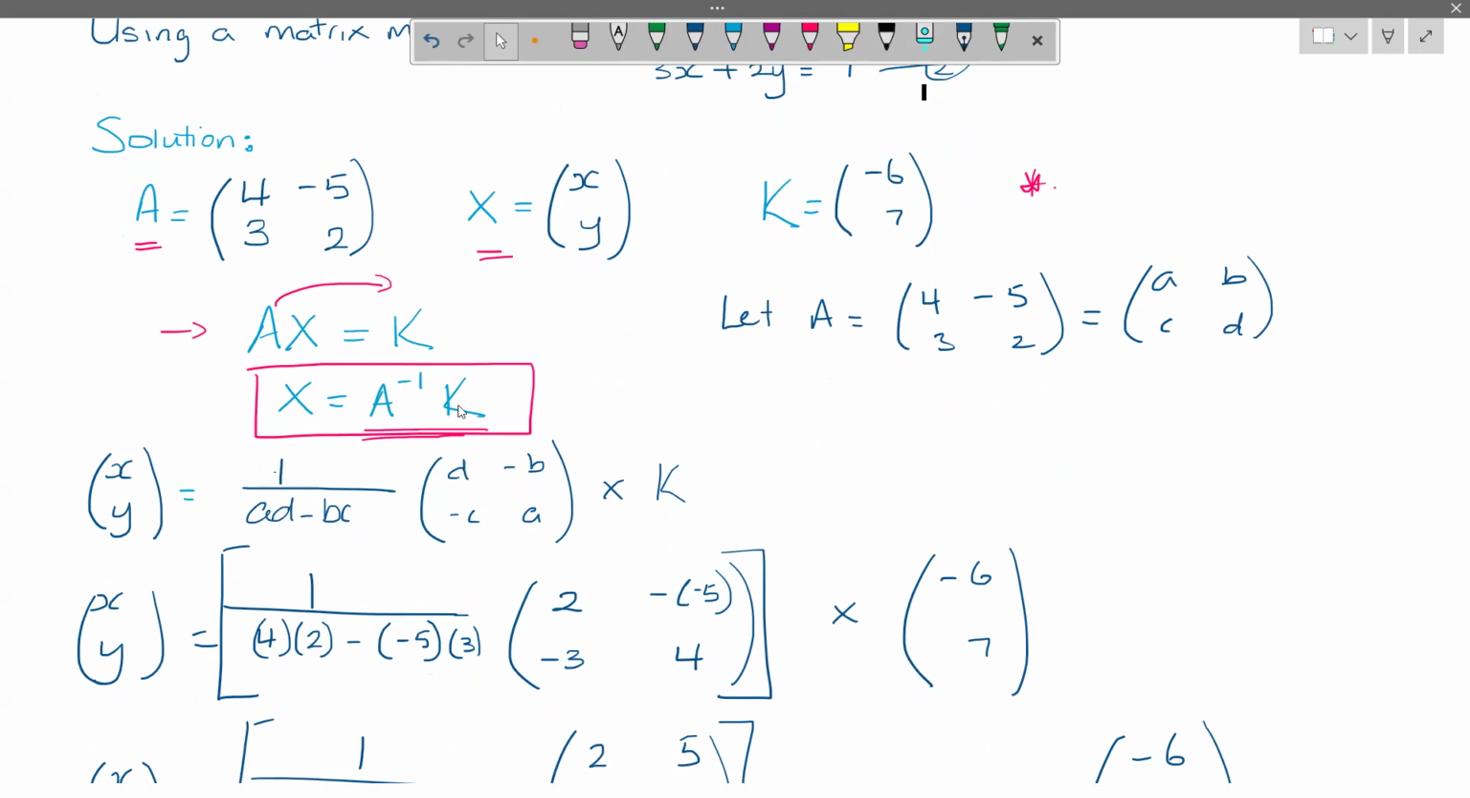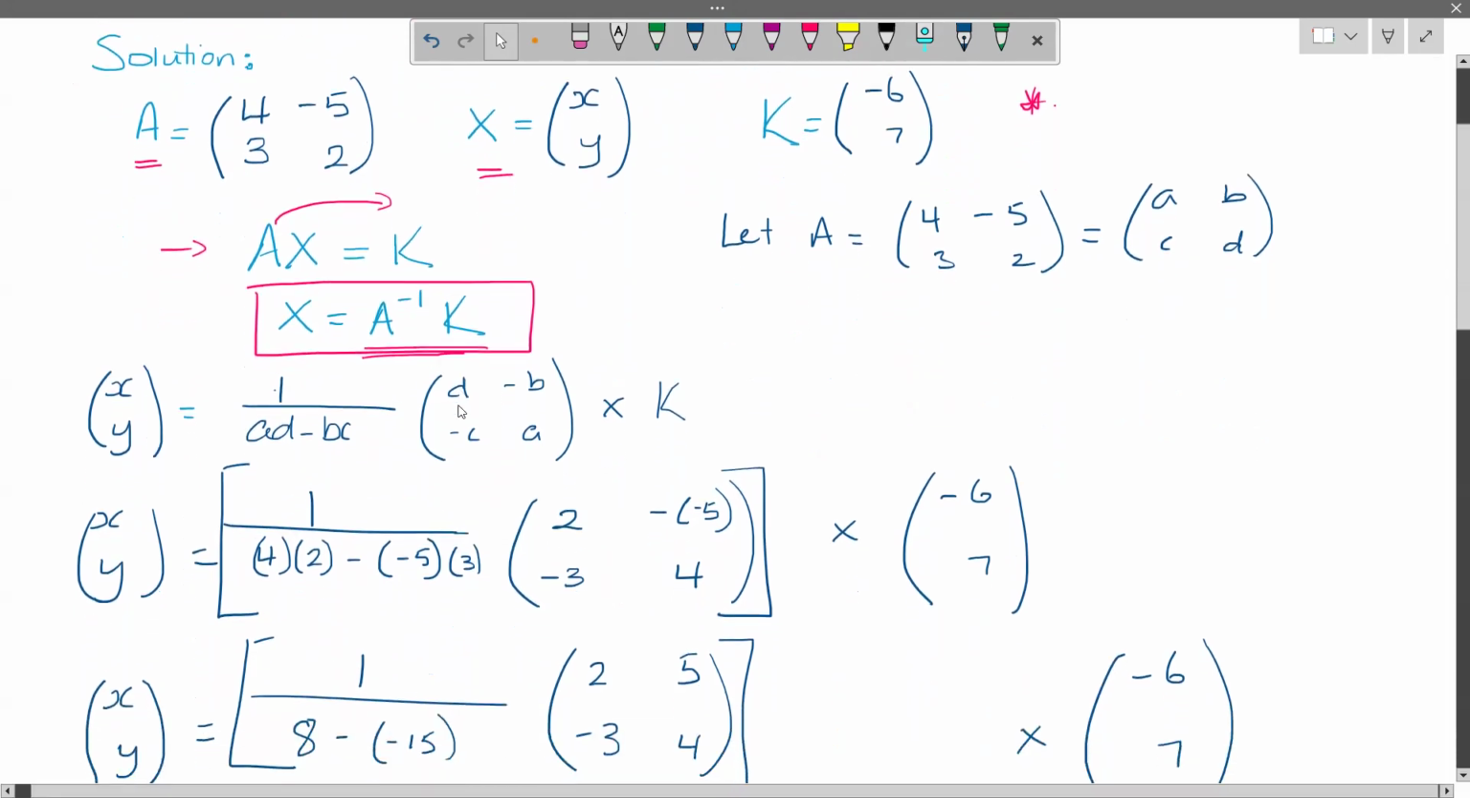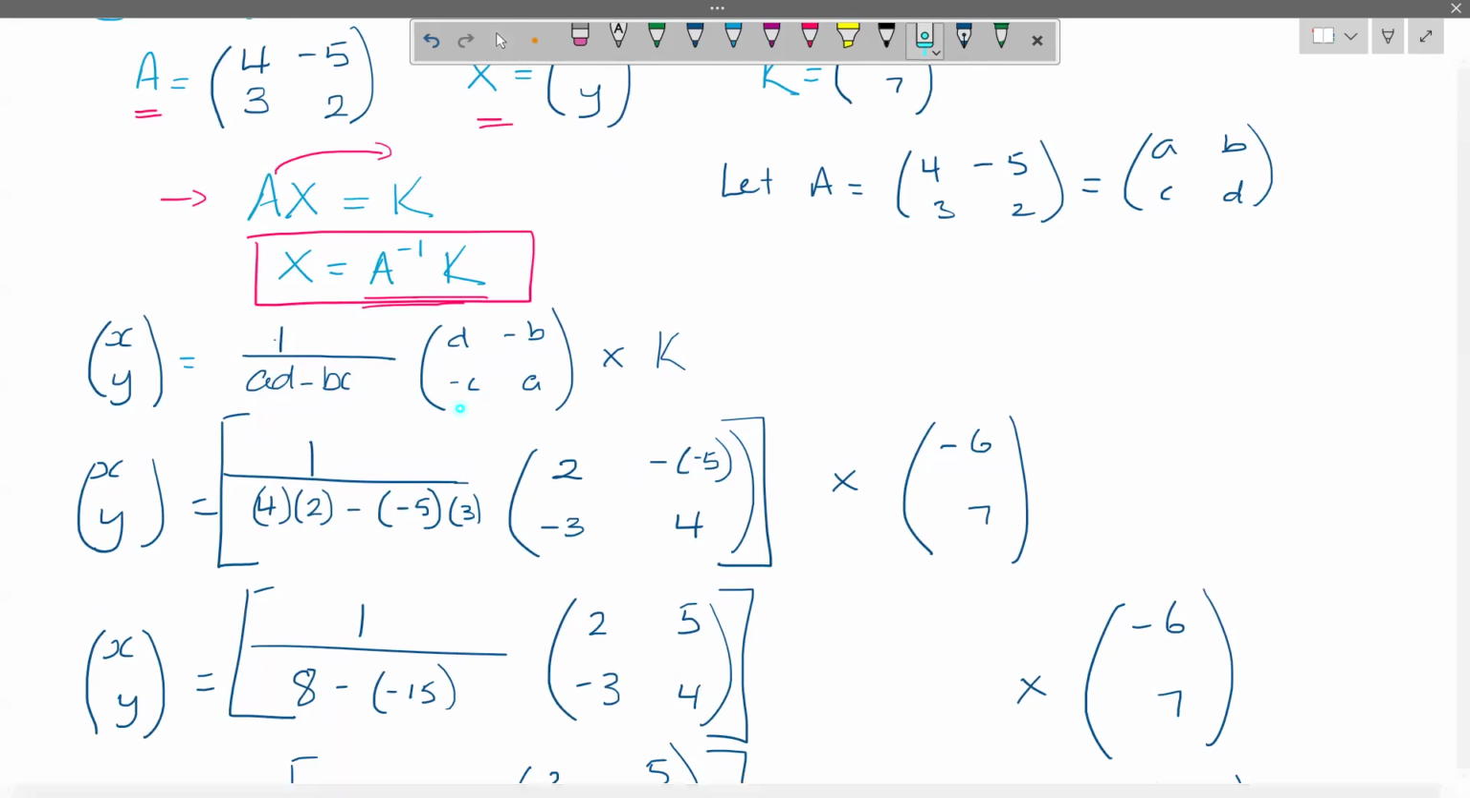Yes, right. So we now look at finding the inverse of our matrix. The formula for finding the inverse of our matrix is going to be 1 over the determinant, which is AD minus BC, multiplied by the adjoint, D, -B, -C, A, right? A set of big words there.